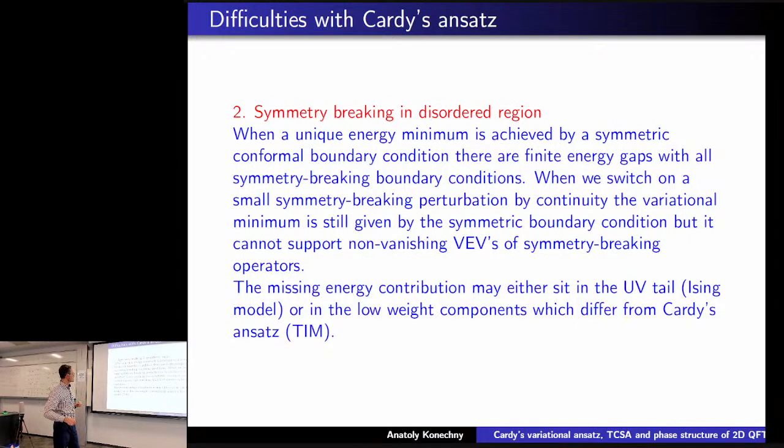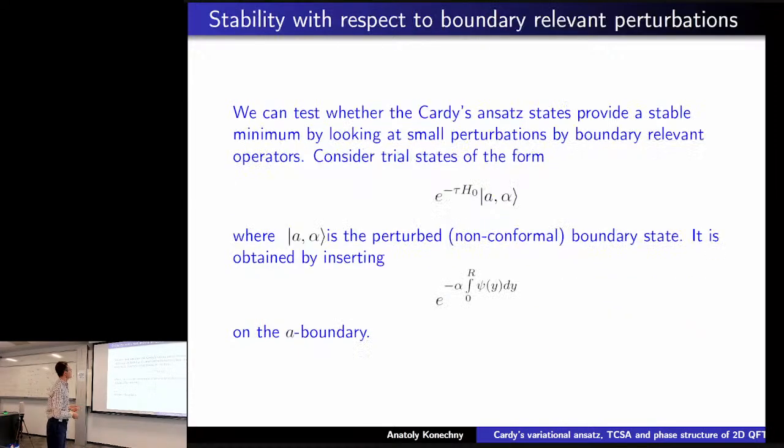But in other cases, like in the critical Ising, it can sit in a different ansatz which should describe the low weight components. So some modifications are sometimes needed. The thing I'd like to add to Cardy's analysis is the stability condition. If you have a minimum, then it should be stable under small perturbations. So you can modify this ansatz by switching on a boundary relevant operator.